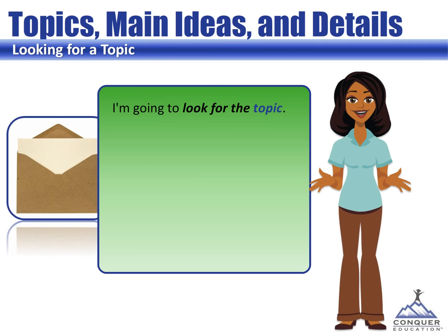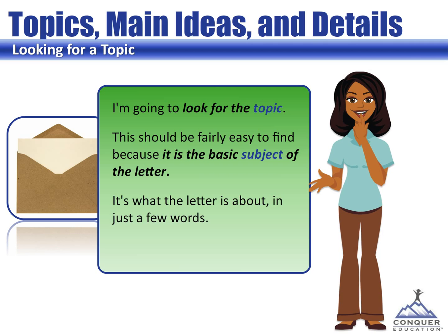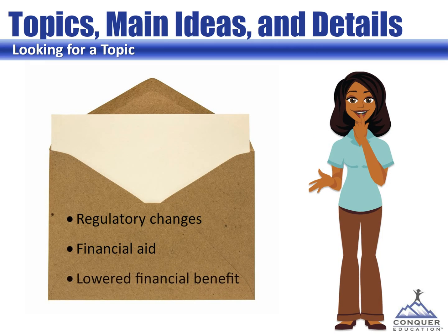First, I'm going to look for the topic. This should be fairly easy to find because it is the basic subject of the letter. It's what the letter is about in just a few words. But is it that easy? Here are some possible ideas for the topic of this letter. Regulatory changes. Financial aid. Lowered financial benefit. I should think of the topic as the title I would give to this letter. If I can sum up the contents of this letter in just 2 or 3 words, what would those 2 or 3 words be?